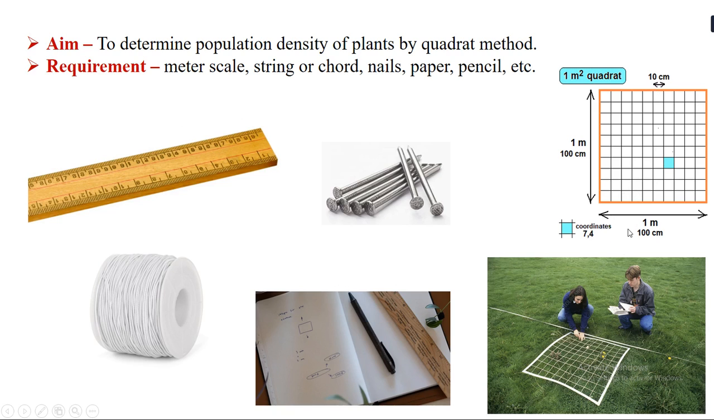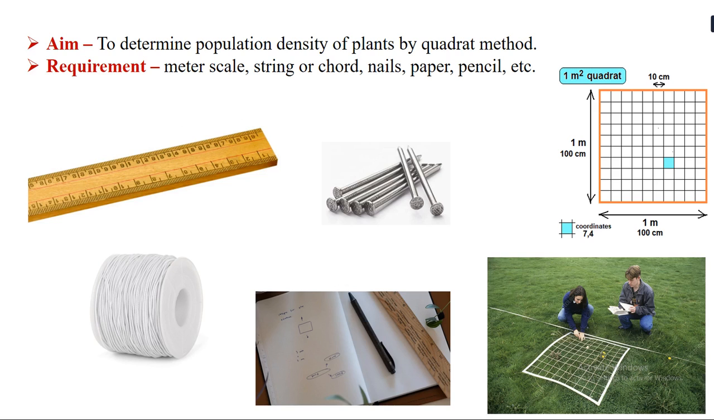Now if you want to make this quadrat in the field, when we are studying about the plant population density in the field and we are using this quadrat, there are certain requirements to make these quadrats. You need a meter scale to measure the quadrat. You need the string and the cord to make the boundary of the quadrat. Then nails. Now why do you need nails? So that you can fix these nails at 4 corners and you can make a boundary out of it. And then you need paper and pencil to calculate the population density of the plant.